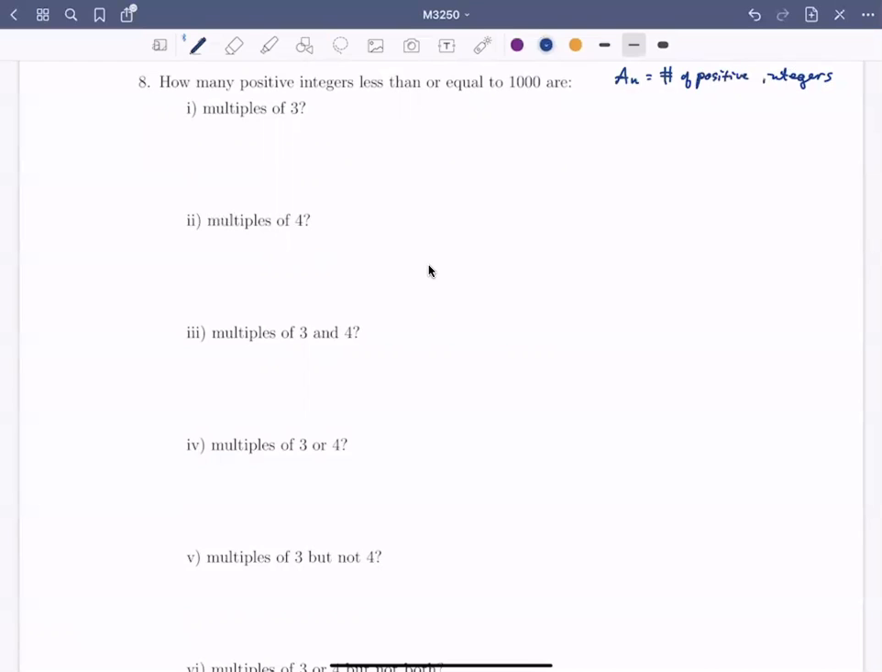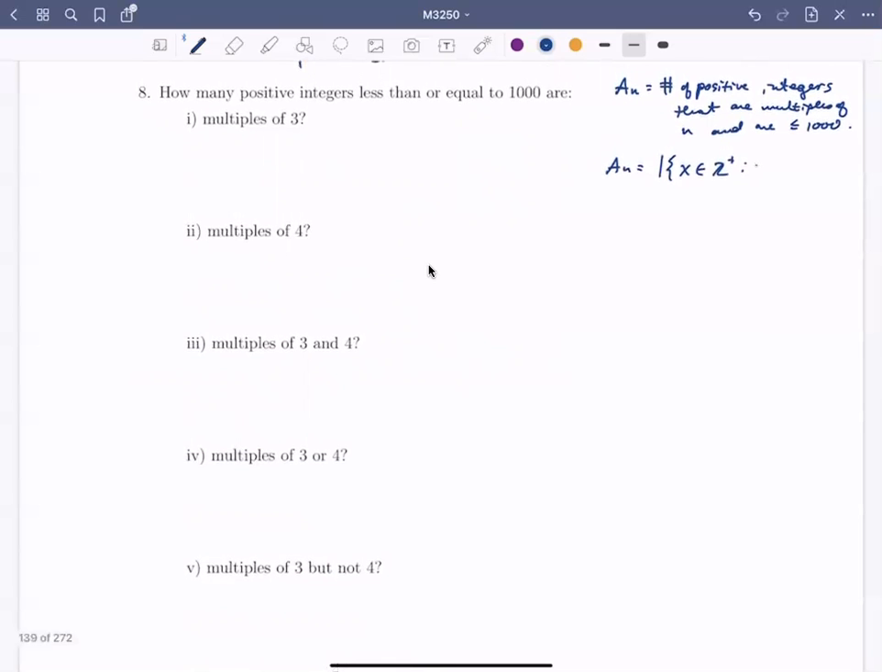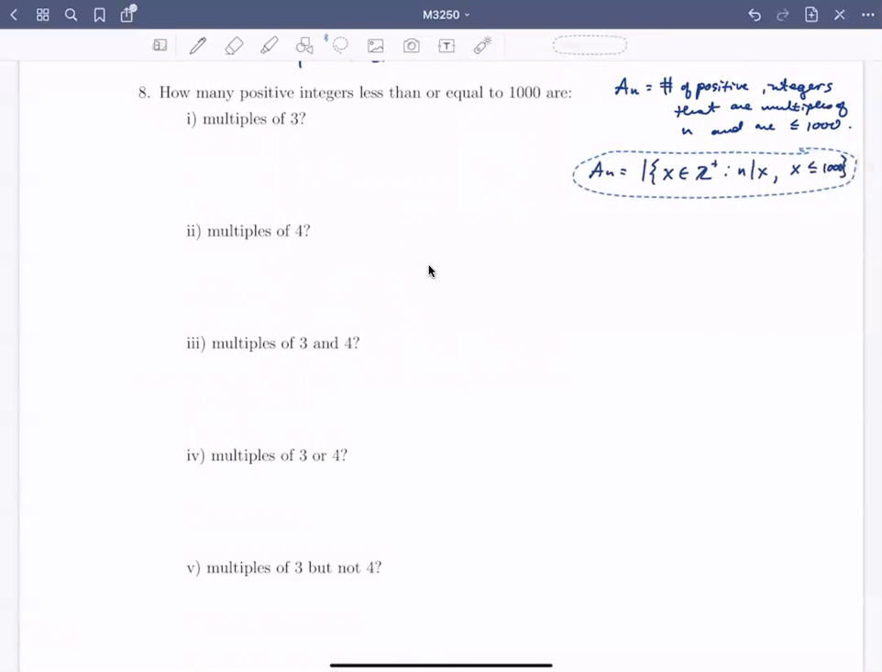So this will be the number of positive integers that are multiples of n and are less than or equal to 1,000. Okay, so formally what I was going to write before, which I might as well write, this is going to be the number of positive integers x, such that x is a multiple of n, so n divides x, and x is less than or equal to 1,000. So it's the cardinality of that set. Okay, so I'll put the bars there for the cardinality.